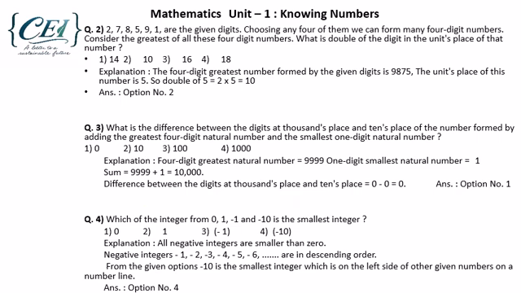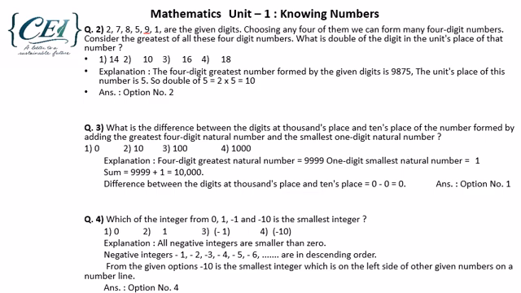Next question. 2, 7, 8, 5, 9, 1 are the given digits. Choose any four of them. Choosing any four of them, we can form many 4-digit numbers. Consider the greatest of all of these 4-digit numbers. What is the double of the digit in the unit place of that? So let us write the greatest 4-digit number. So which is the greatest number? 9, we have to take as first.